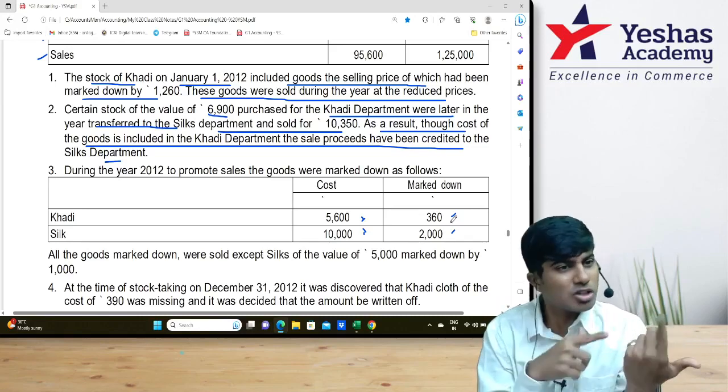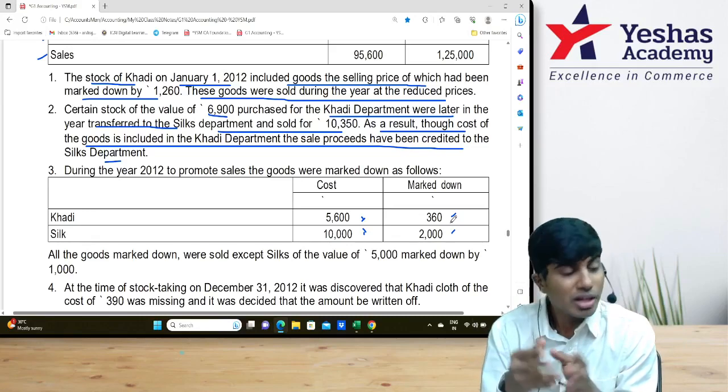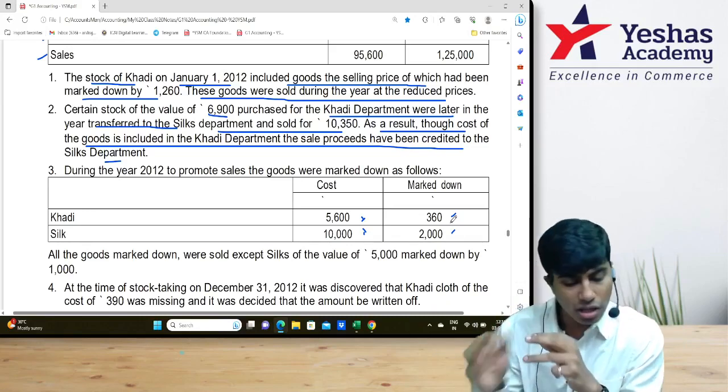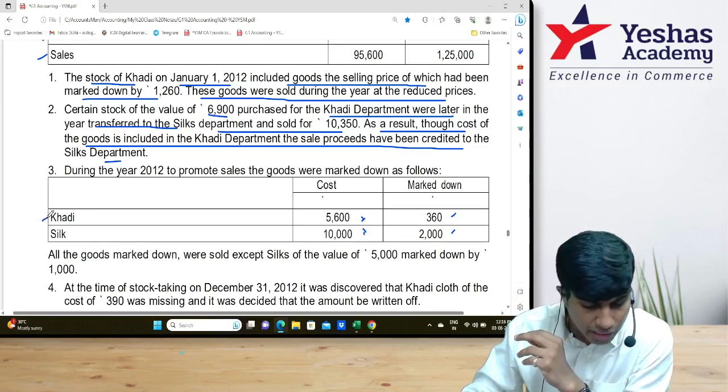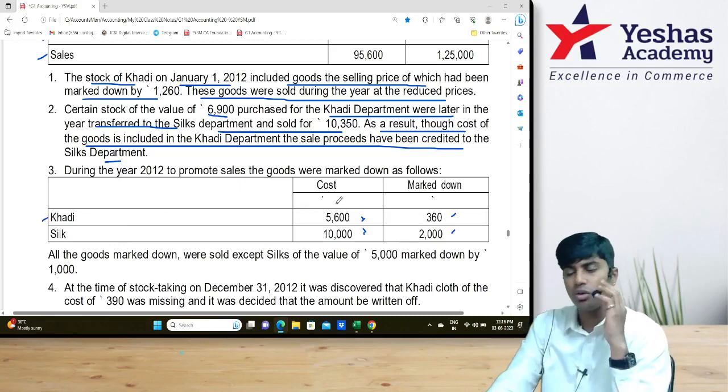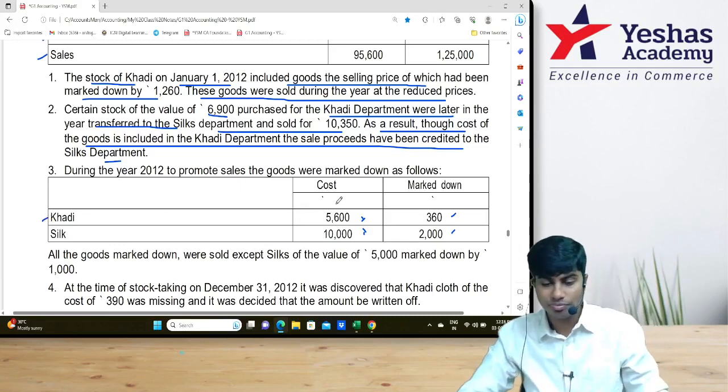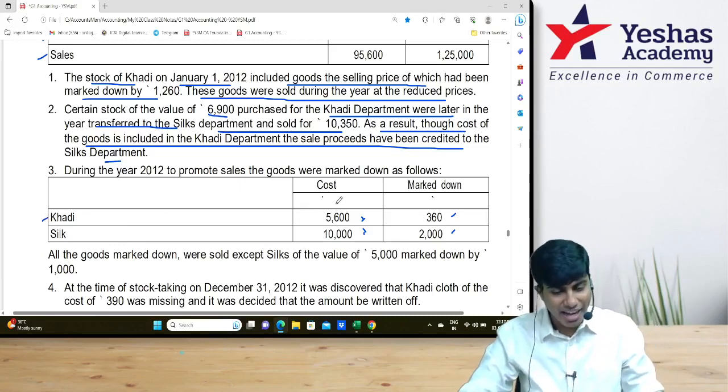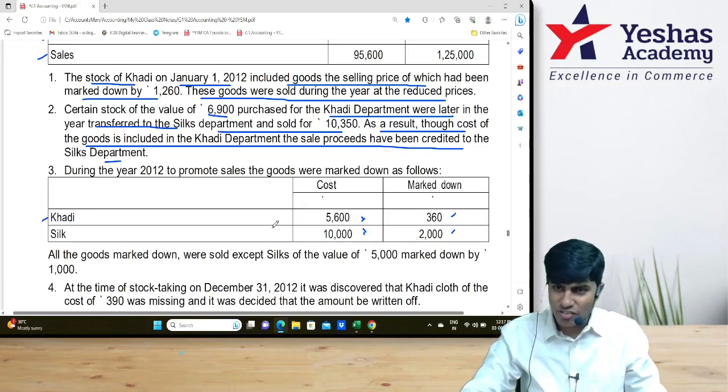Purchases. What is marked down? Obviously, the opening stock is already marked down and then sold. No, current year purchases may also be marked down. Right now we're doing only Khadi. Am I right? So look at Khadi. 5,000 was there. It is marked down by how much? 360. And let's reduce it from purchases first.